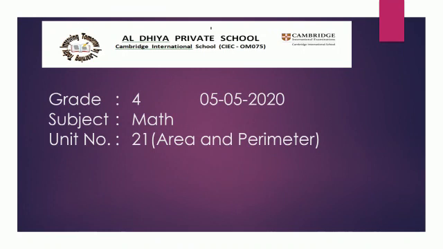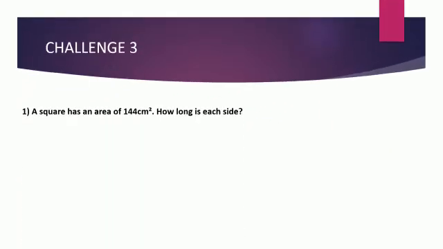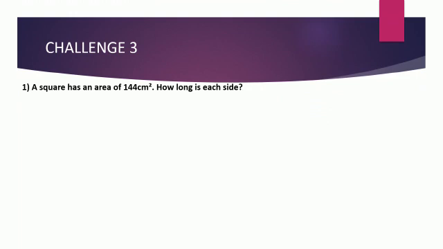Today is 5th May 2020. We are doing unit number 21 and the unit name is area and perimeter. Today we will do lesson number 3 from workbook page number 223. Before, in challenge 2, we learned how to find the area and perimeter of rectangles with the given dimensions. Today we will do the word problem related to this question.